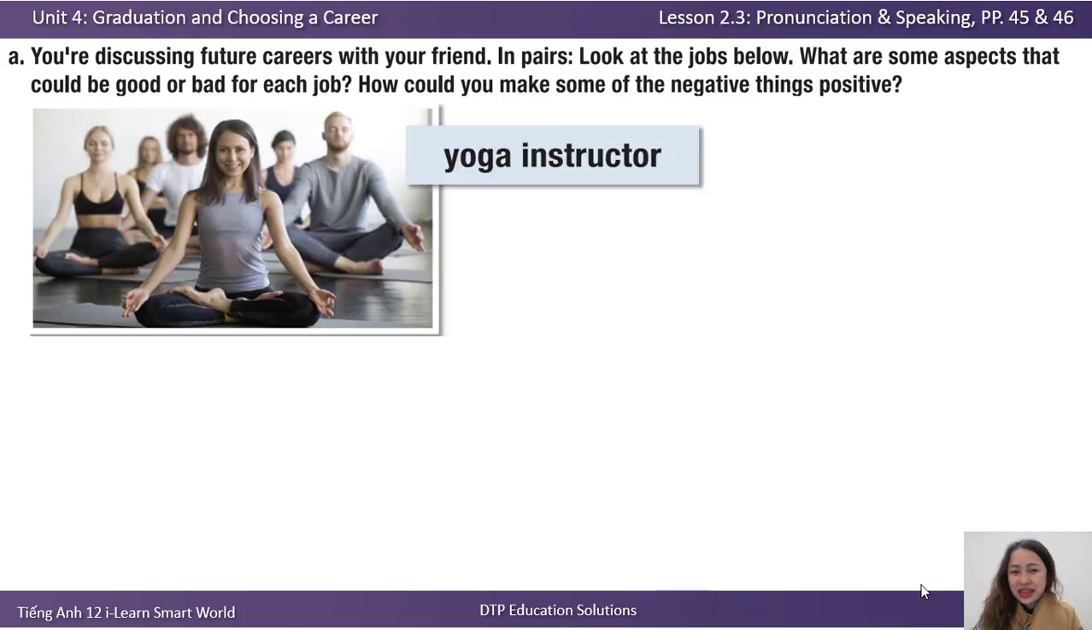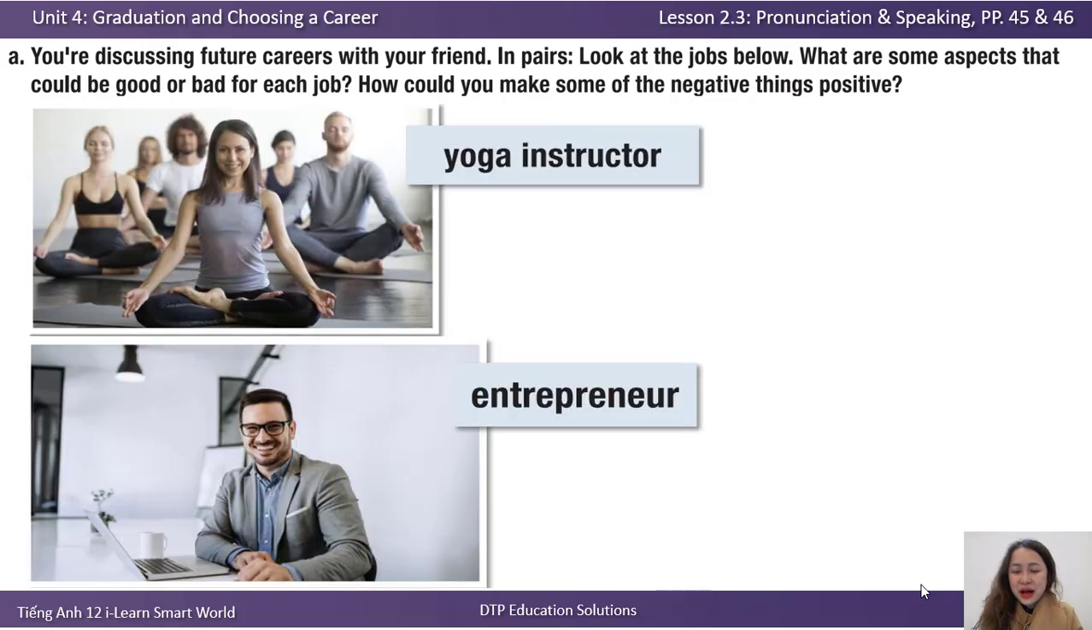Another job like yoga instructor, entrepreneurs. Both jobs have good and bad sides. Let's explore what they are and how to turn challenges into positives. What do you know about these jobs? Can anyone describe them? Let's think about the positive and negative of each job. Look at the picture and imagine what might be good or challenging about these roles.